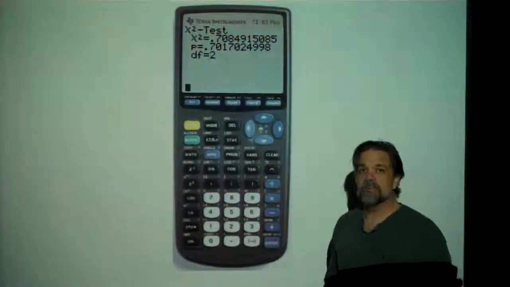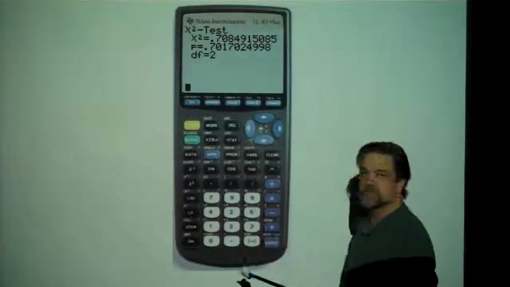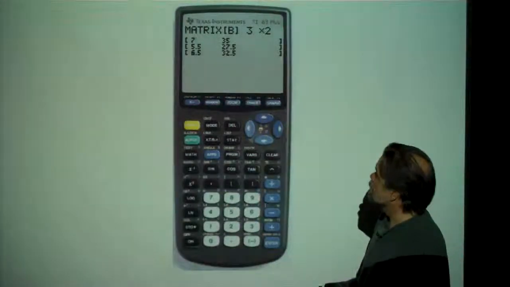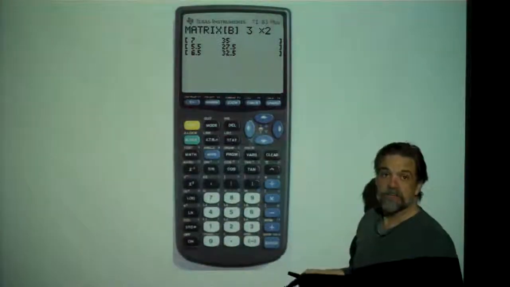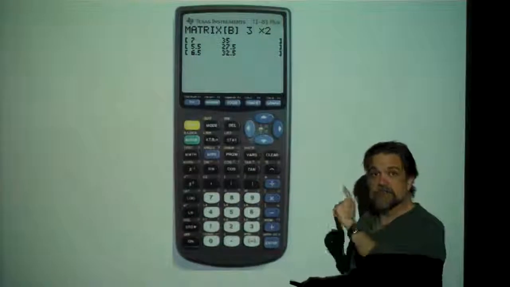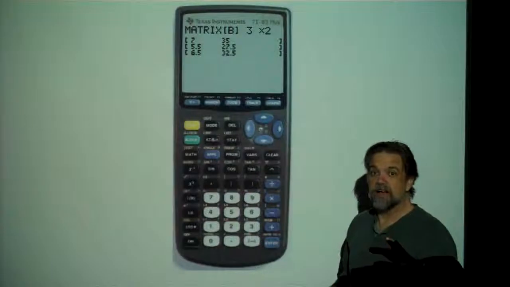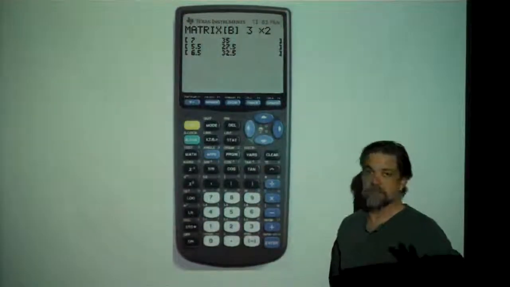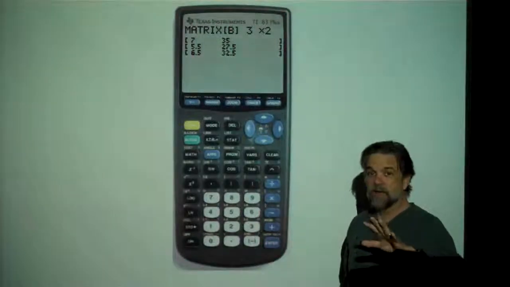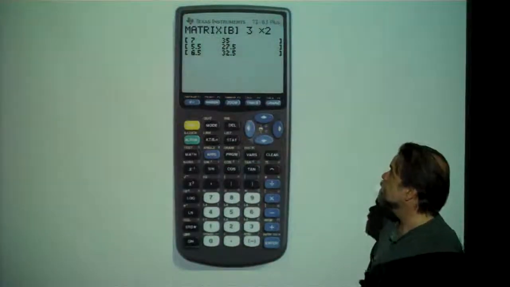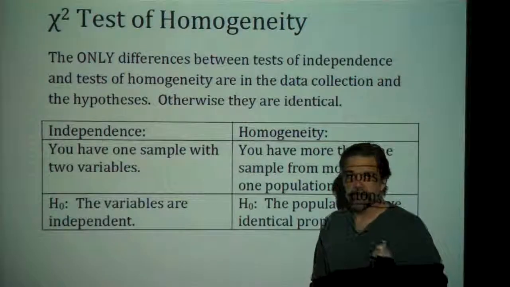There is one more thing that I strongly recommend that you do, and that is go back to your matrix menu and go back to edit, and you'll see that there's now a matrix B in there. Look at it, because those are your expected values, and you got to look at it and make sure that all of these numbers are at least 5, because if they're not, you haven't met your conditions. So that is an essential step to this that a lot of people overlook, but you don't want to overlook that, okay? All right, last thing, chi-squared test of homogeneity, and then we're done, all right?